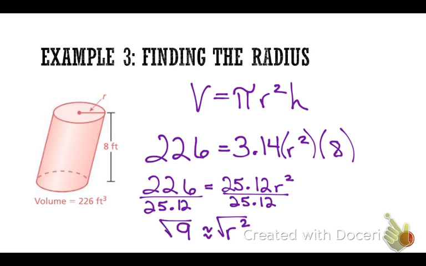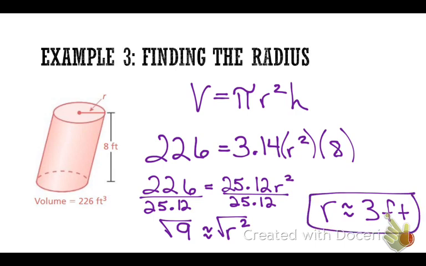Can my answer be positive and negative? In this scenario, can it be negative? No, why not? It doesn't have anything to do with that. What am I trying to find? The measurement. I can never have a negative measurement. That's why. So r is approximately 3 feet.